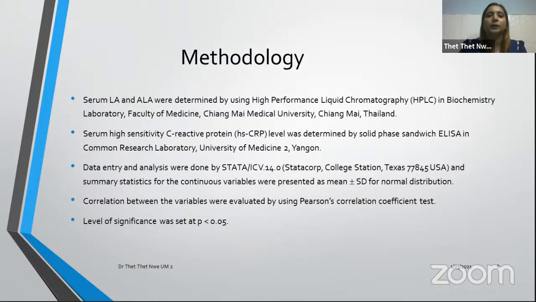Serum LA and ALA were determined by using high-performance liquid chromatography, HPLC, in the Biochemistry Laboratory, Faculty of Medicine, Chiang Mai University, Chiang Mai, Thailand. Serum hsCRP level was determined by using solid phase ELISA in the Common Research Lab, University of Medicine, Yangon. Data entry and analysis were done by Stata 14.0 and summary statistics for continuous variables were presented as mean plus or minus SD.